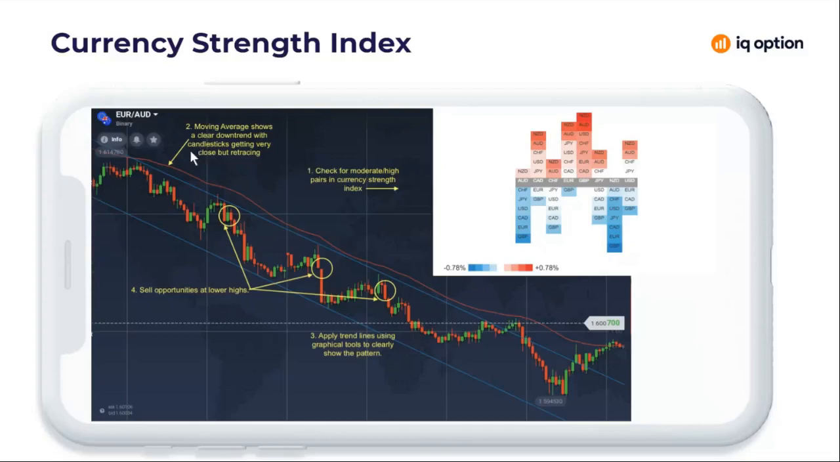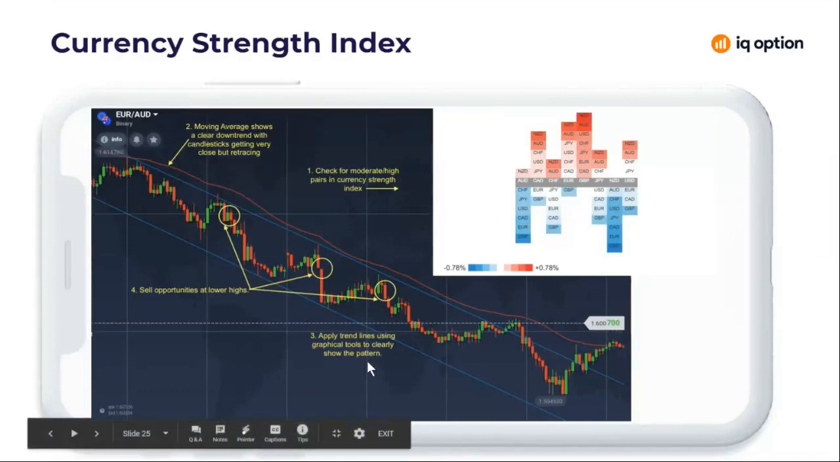As you can see here, it's getting very close to the candlesticks, going back down, very close to the candles, very close to the moving average, sorry, and then retracing back down. Third point, apply trend lines using graphical tools to clearly show the pattern.